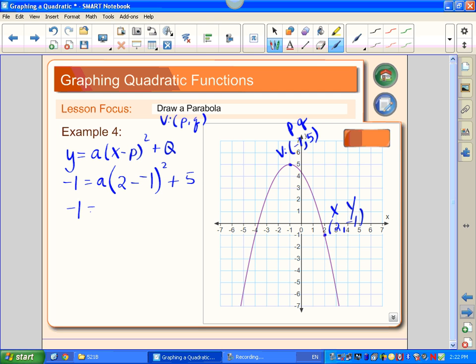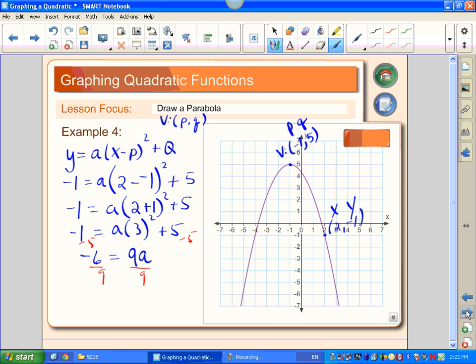So -1 is equal to a. This would be (2 plus 1) squared plus 5. -1 is equal to a times 3 squared plus 5. I'm going to subtract 5 from both sides. So I get -6 is equal to 9a. Now I need to divide both sides by 9. And I get -2 over 3 is equal to a.